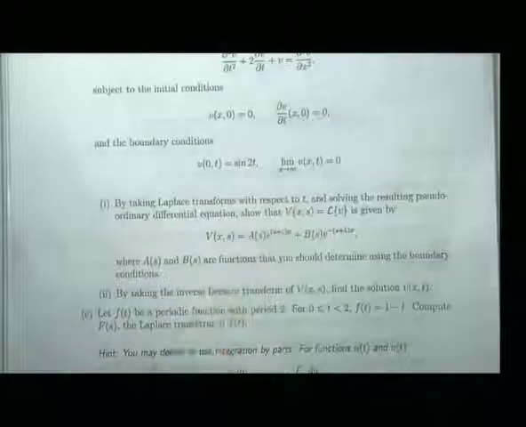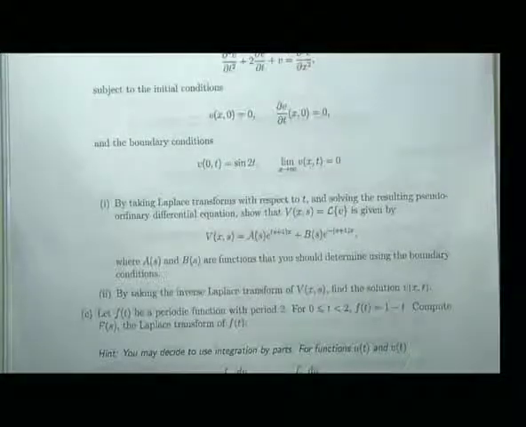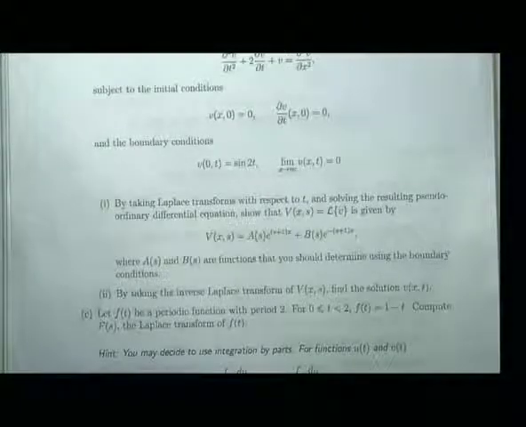Okay. Cool. So that's the question. I've written it down now, which probably wasn't worth the effort, but I understand things by writing, so it helps me. By taking Laplace transforms with respect to t and solving the resulting pseudo-ordinary differential equation, that's terminology of the day, show that V(x,s), which is equal to the Laplace transform of V, is given by that, where A(s) and B(s) are functions that you should determine using the boundary conditions.